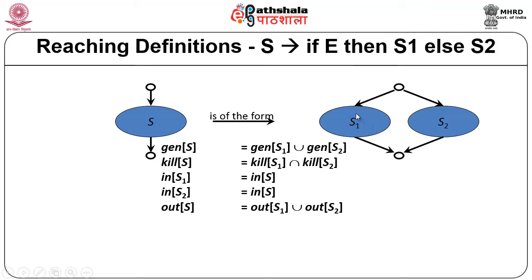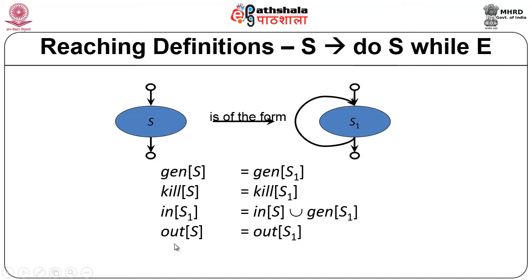So, it is not going to be a union, because if I am computing a union, that will result in choosing both the killed definitions. So, it will be included multiple times, that is why we are not looking at kill. Now, the next one is the do while construct, where statements will be of the form do statement while expression.